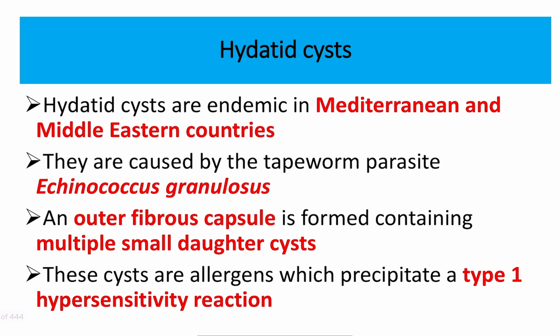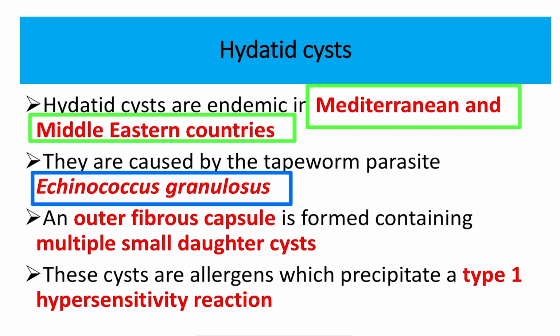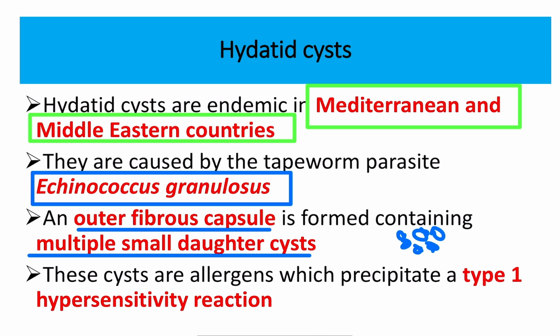Hydatid cysts are endemic in the Mediterranean and also in the Middle East area. Why these two regions are very common, let's see later. This is commonly caused by an organism, Echinococcus granulosus. Echinococcus granulosus is responsible for development of the Hydatid cyst, and this cyst has two capsules. One is the outer fibrous capsule, which contains multiple small daughter cysts, as shown before.